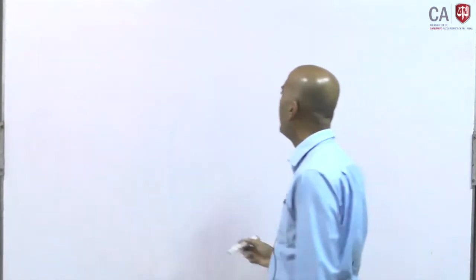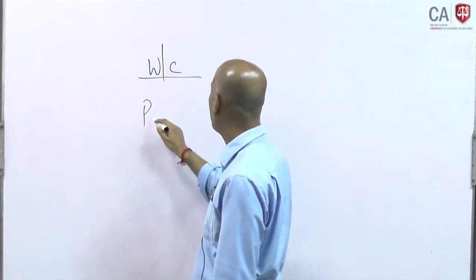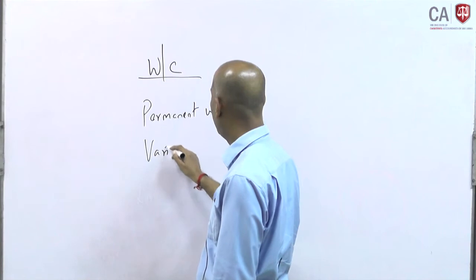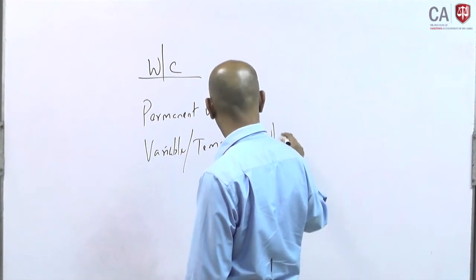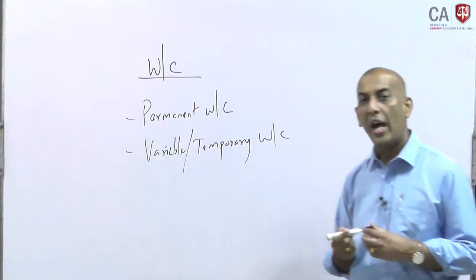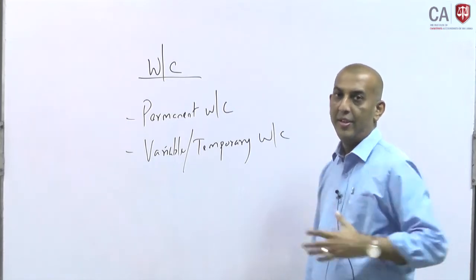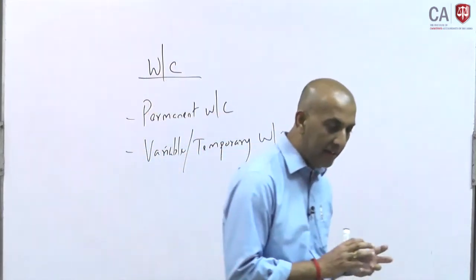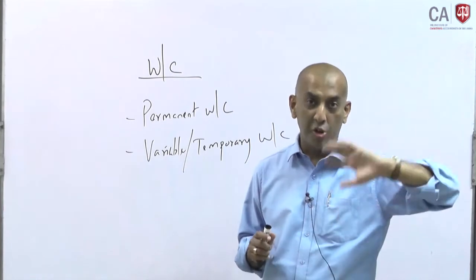Then when we say working capital, we have something called permanent working capital and variable or temporary working capital. So you have two types of working capital: permanent working capital, and variable or temporary working capital. So what is this permanent working capital? The amount of working capital your organization should be carrying throughout the period, even though you might see seasonal variation in your business.